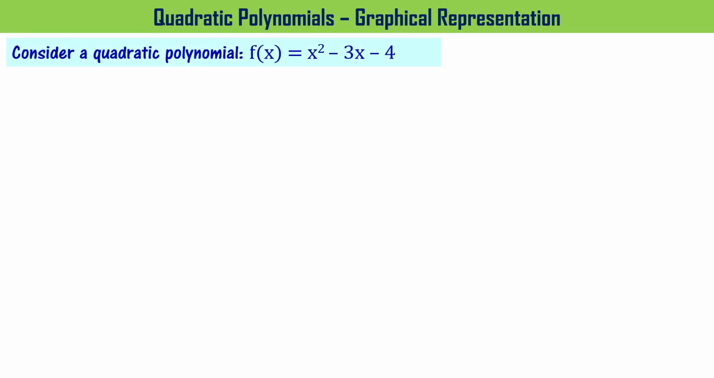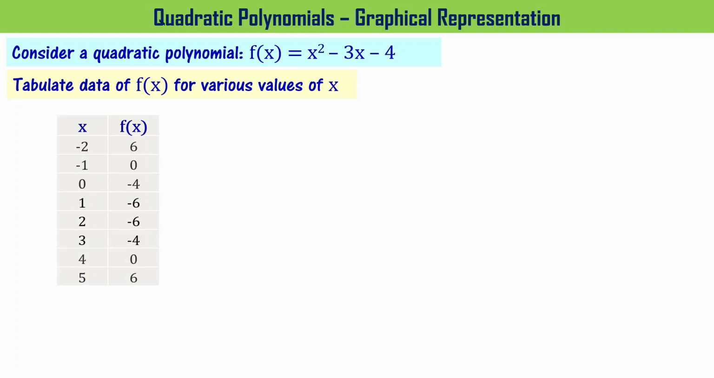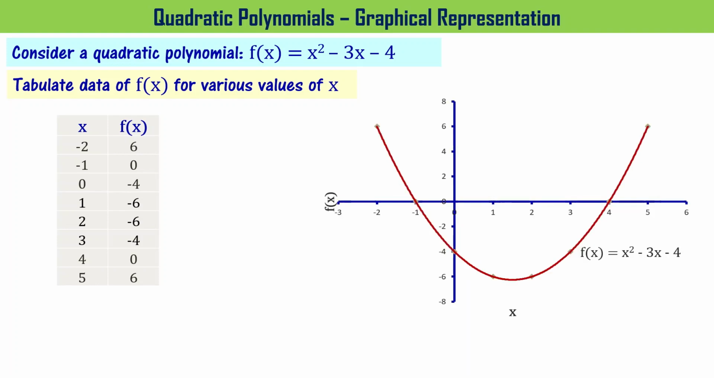Let's take a look at quadratic polynomials now. Let us consider a quadratic polynomial, that is f of x equal to x square minus 3x minus 4, and tabulate data of f of x for various values of x. I have considered x equal to -2, -1, 0, 1, 2, 3, 4, and 5, and tabulated values of f of x for all these values of x. That varies from 6 for x equal to -2 to 6 for x equal to 5. So when you plot that data, you get a figure like this.